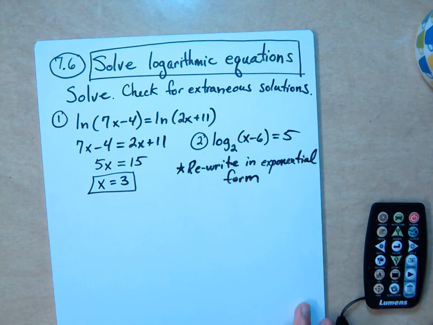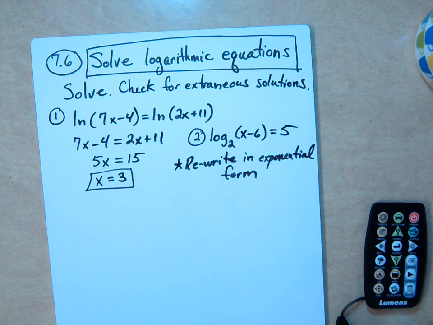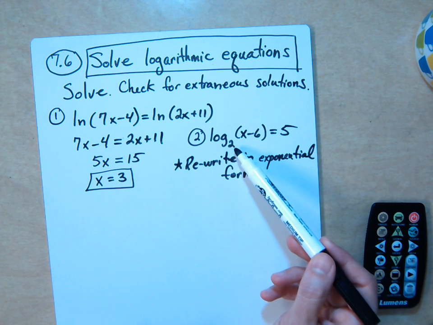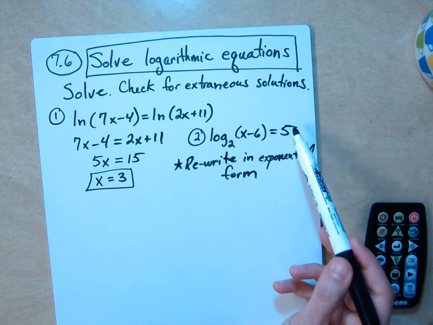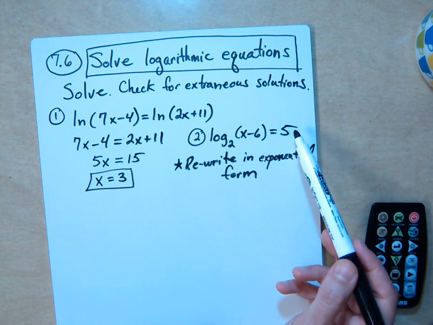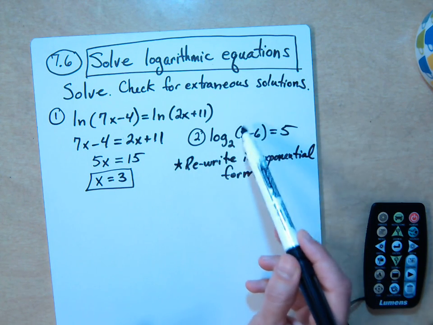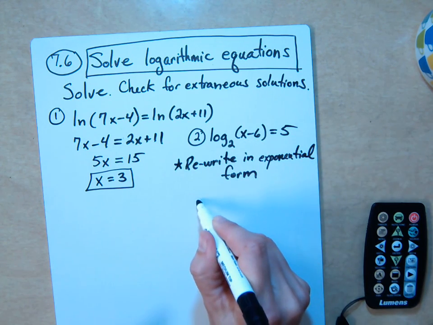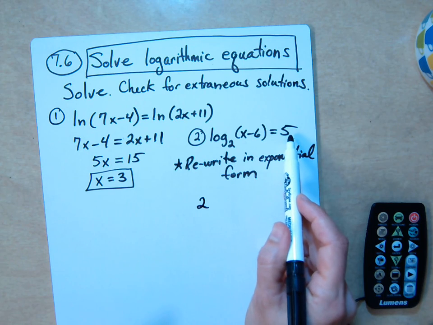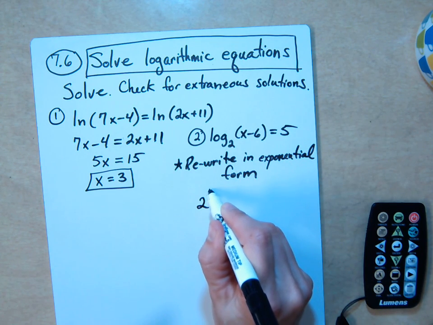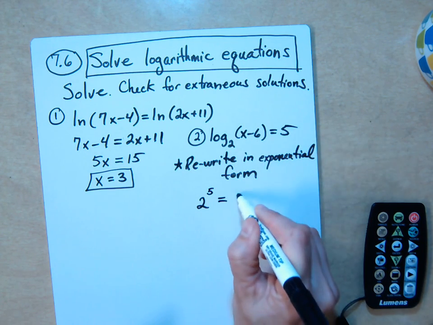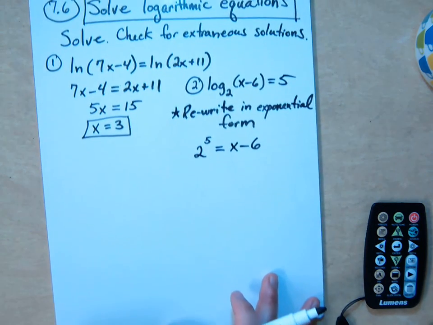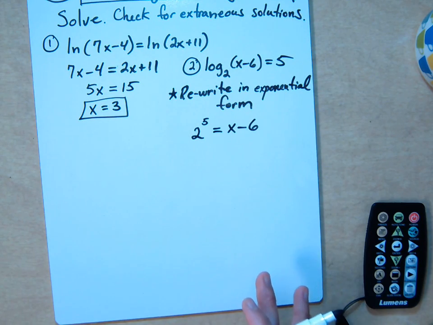That strategy. So we've got 3 parts to these log equations. We have a base, which is right here. We have an exponent, which is right here. And we have what we'll call the answer, right here. So in exponential form, the base is 2, raised to the 5th power equals the answer, x minus 6. So just rewrite in exponential form. And now we can solve this.